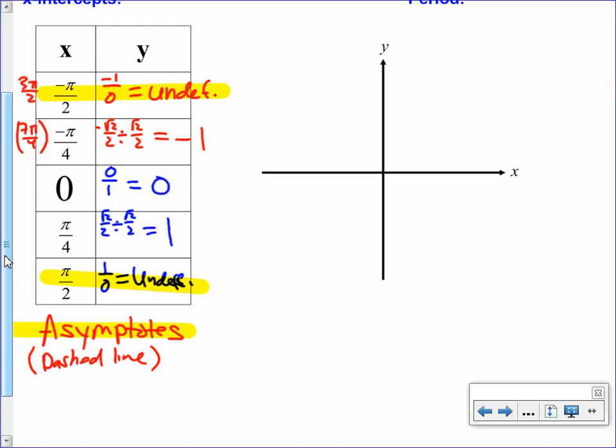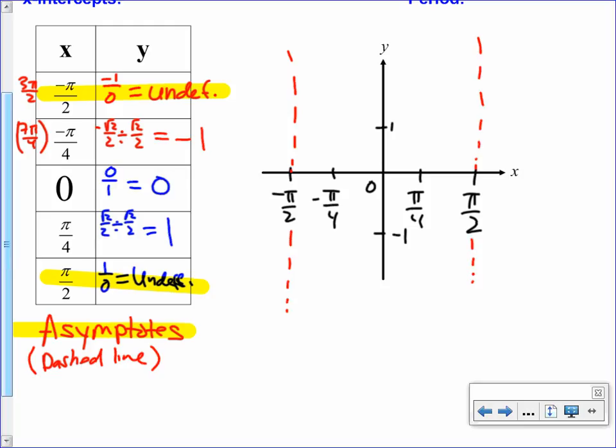So, here we go. For the x values, we've got negative pi over 2, negative pi over 4, 0, and then pi over 4, and then pi over 2. Okay? And for the y values, our highest number is 1, and our lowest number is negative 1. Okay? All right. For an asymptote, all you have to do is draw a dashed line where the asymptotes are. So we know we have asymptotes at pi over 2 and negative pi over 2.